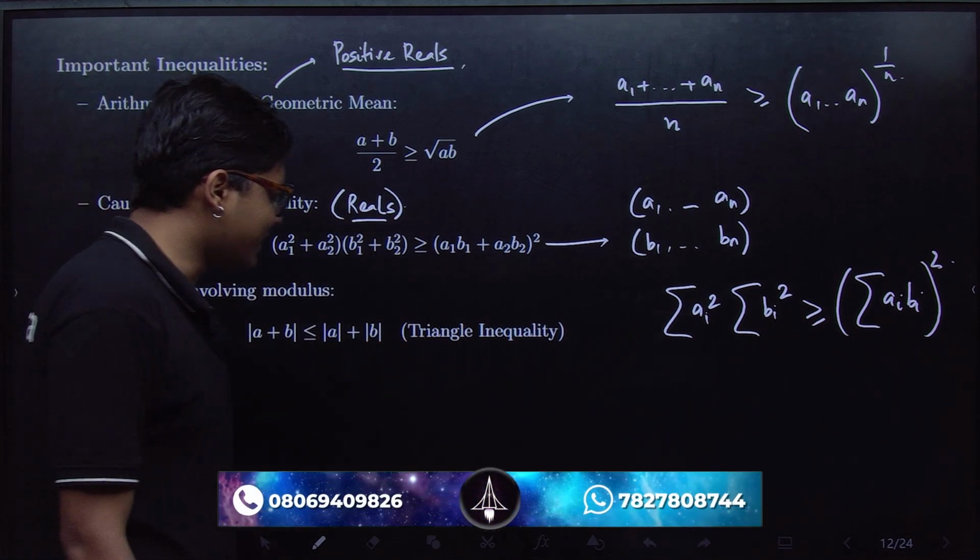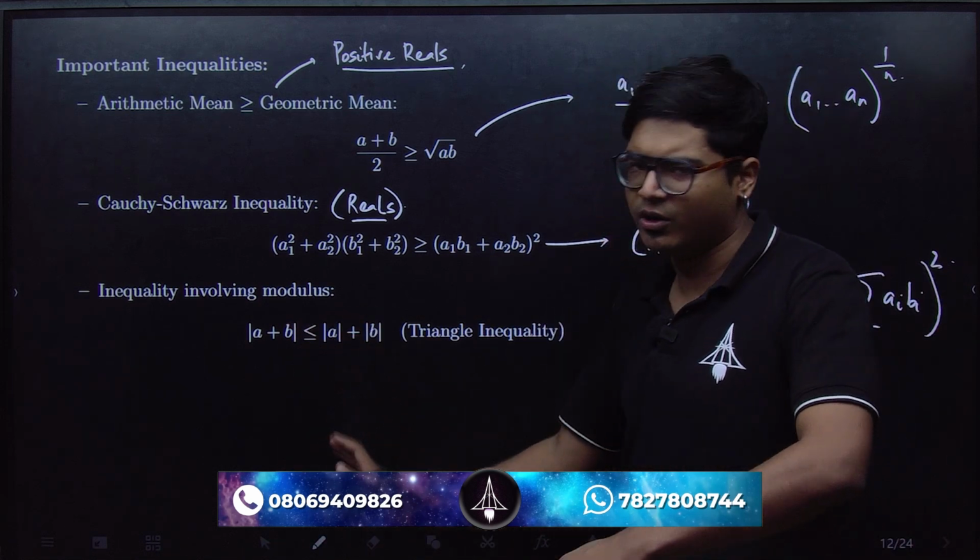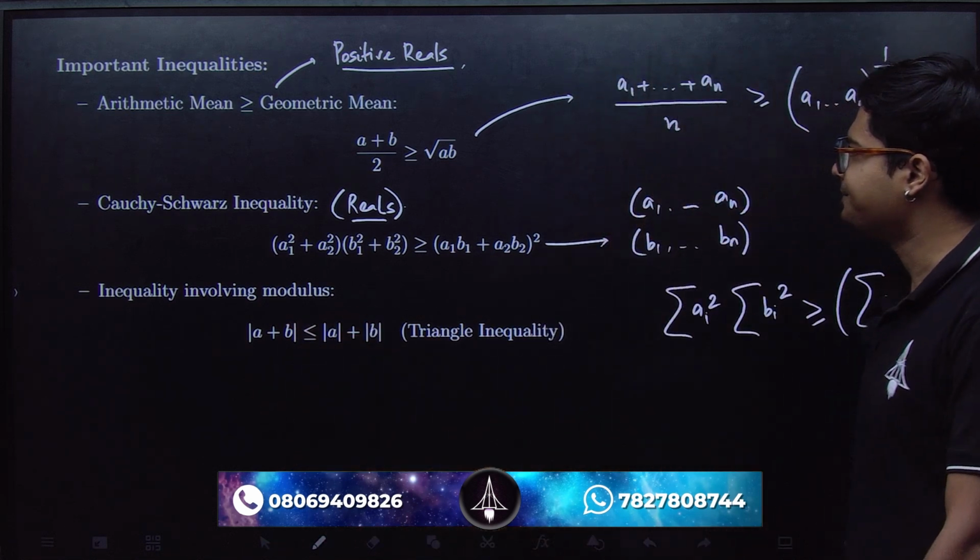Third one is the triangle inequality involving modulus. So mod of (a plus b) is always less than or equal to mod a plus mod b. This is the simple triangle inequality.